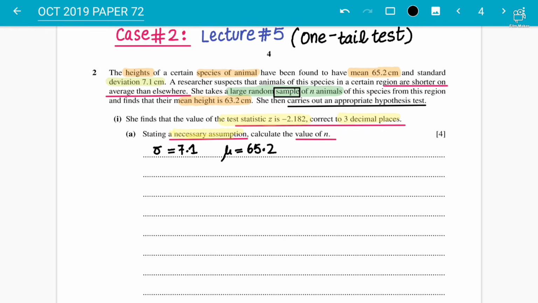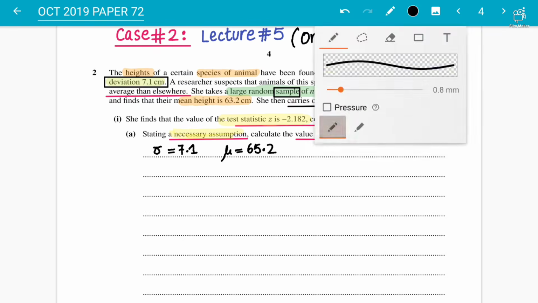Usually the questions will mention if we have a normal distribution or not. The mean was given and the standard deviation was given. I'm going to use that, students. The assumption is that we are saying that the population variance is known. This 7.1, because it is available, so we have to use that.